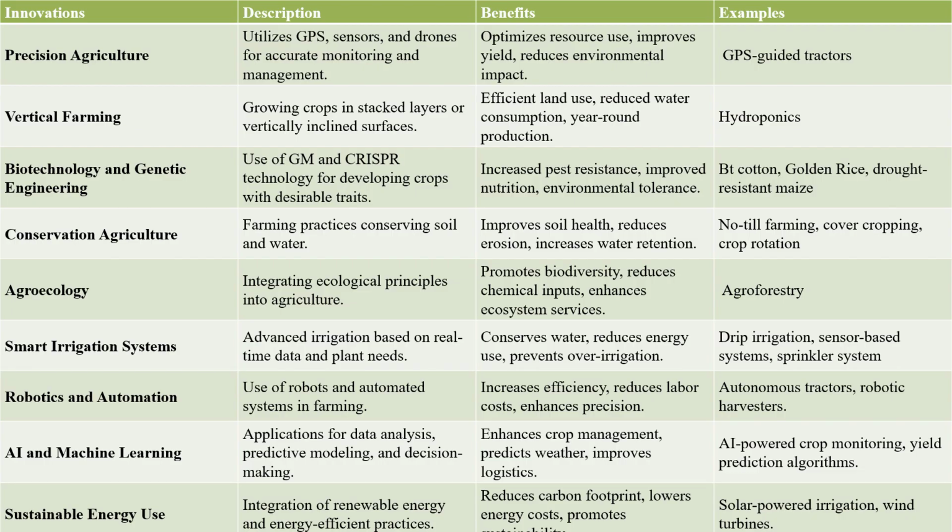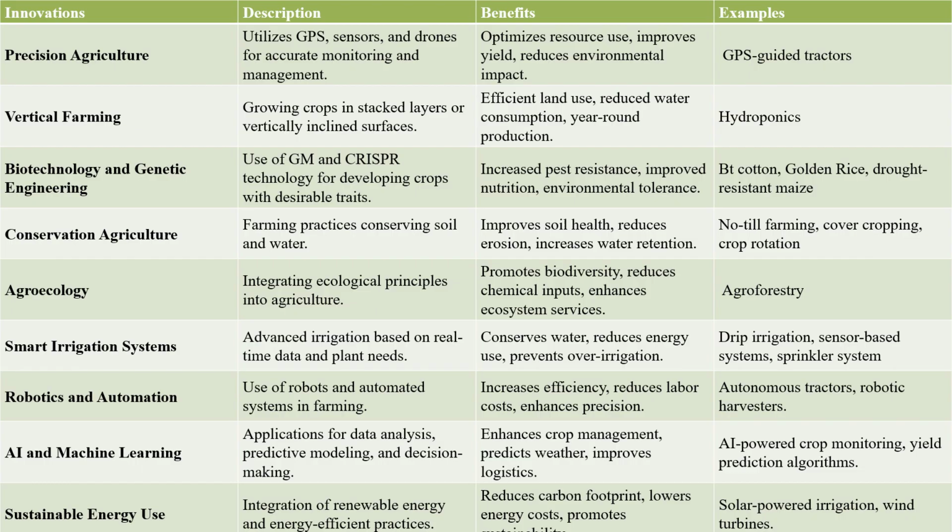Sixth one is smart agriculture. Smart irrigation system. Smart irrigation systems use real-time data to optimize water usage. These systems help to conserve water, reduce energy use, and prevent over irrigation. For example, drip irrigation, sensor-based systems, or sprinkler systems are used in this method.